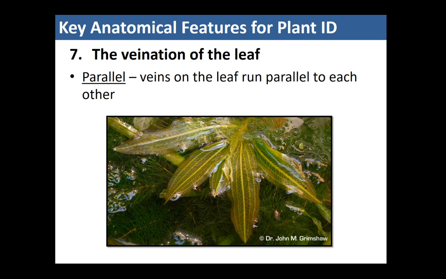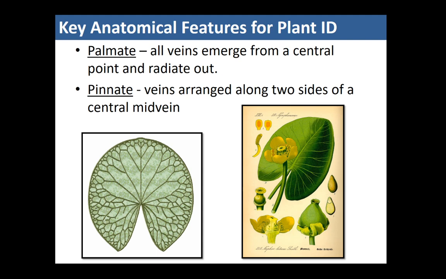And here's a really good example in this picture of a pondweed where you can see all of the major veins are all running the long axis of the leaf, and they're all parallel to each other. Here's some examples of some other terms to describe venation.